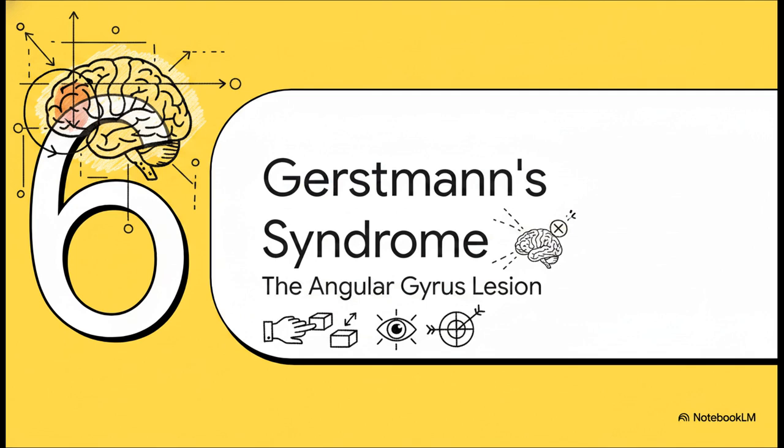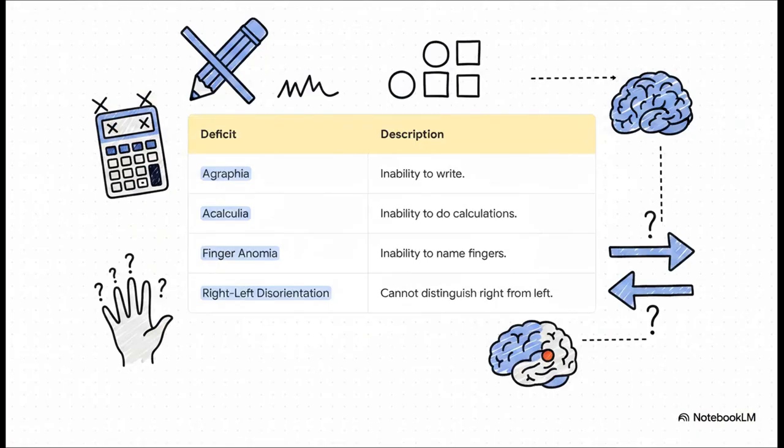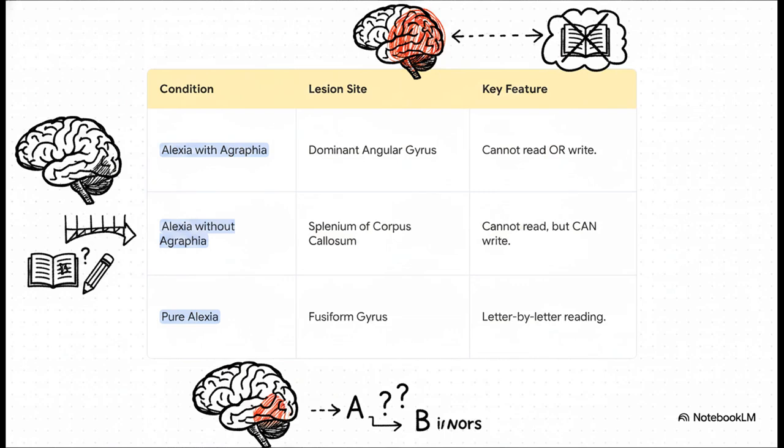All right, let's head back to the dominant hemisphere, usually the left one, to talk about Gerstmann's syndrome. This is a unique, classic neurological condition that's caused by a lesion in one very, very specific spot, the angular gyrus. Gerstmann's syndrome is defined by a very specific group of 4 deficits: agraphia, which is the inability to write; acalculia, the inability to do calculations; finger anomia, which is the inability to name their own fingers; and right-left disorientation. It is just a striking example of how these highly specific and seemingly unrelated symbolic functions are all localized to one tiny little gyrus.